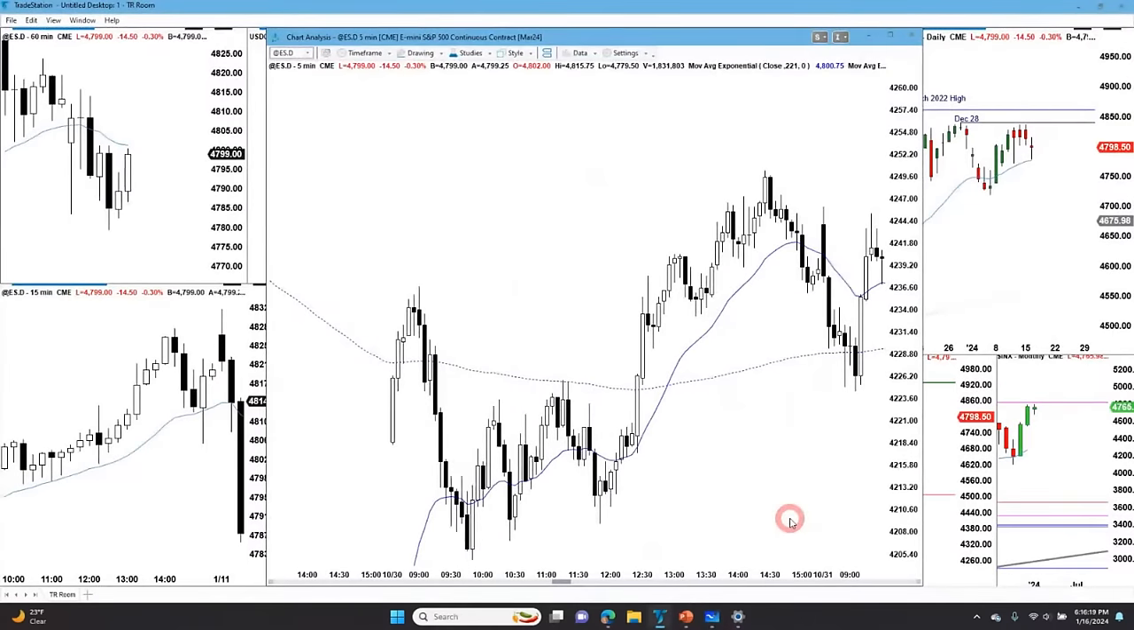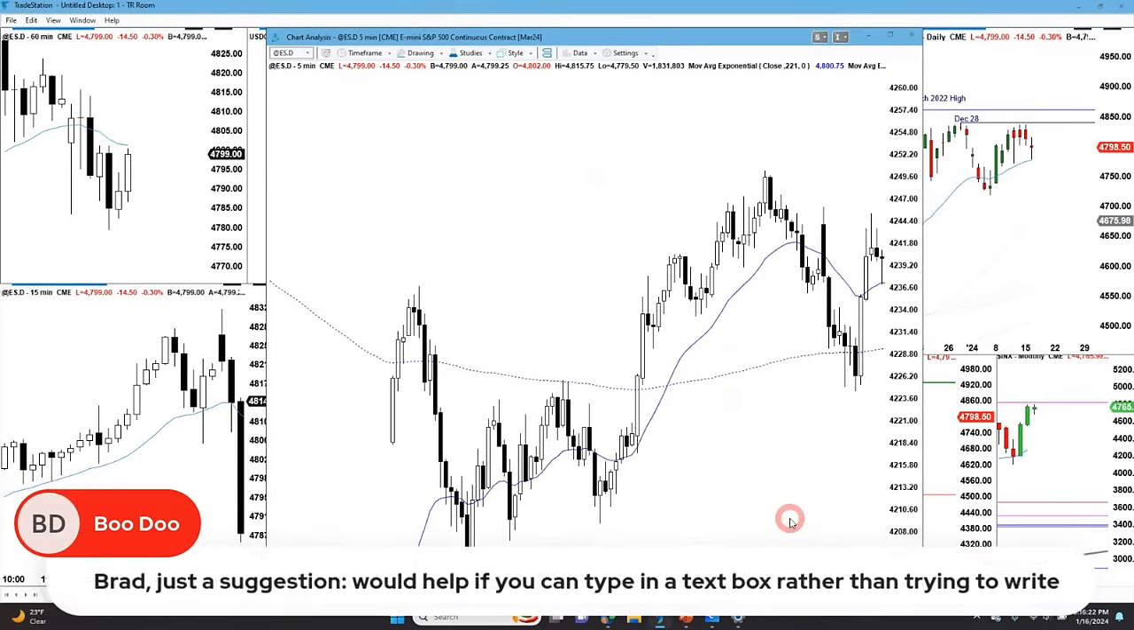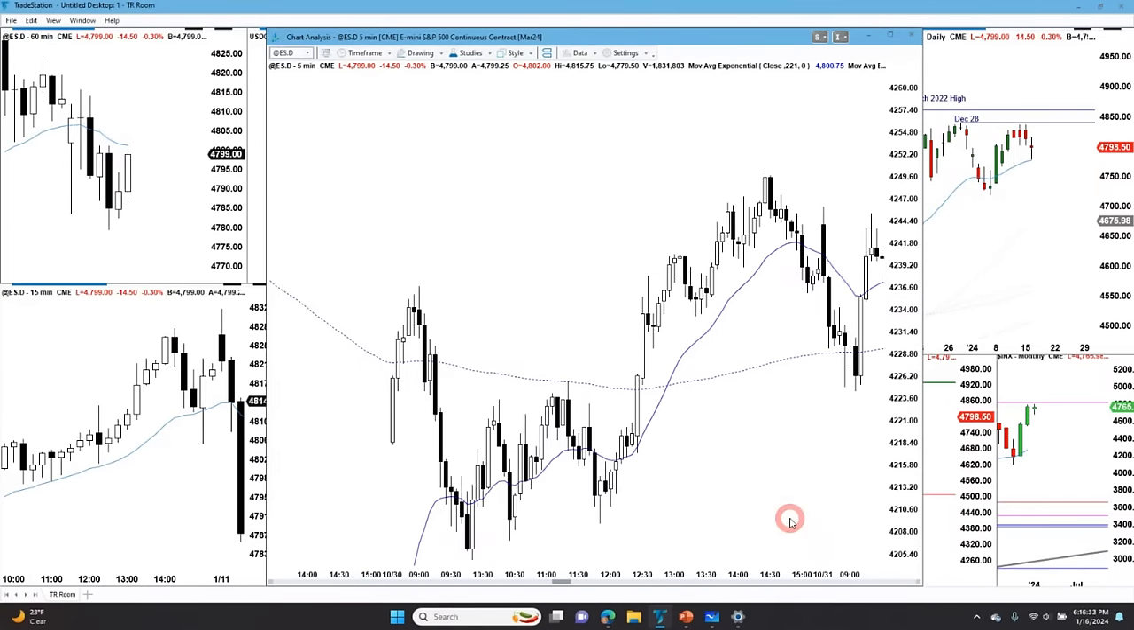I would like to, as far as typing in a text box, I'd like to do that, but the problem is the sound of the keyboard and it would take more time to do that, unfortunately. So as far as leg counting, we will talk more.